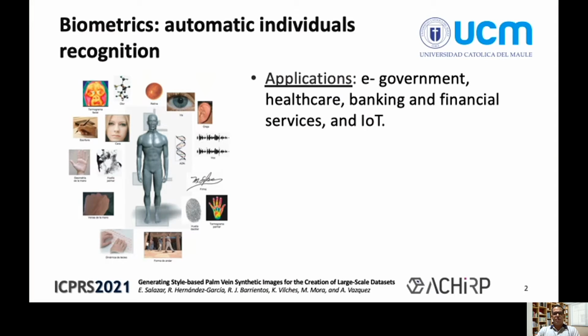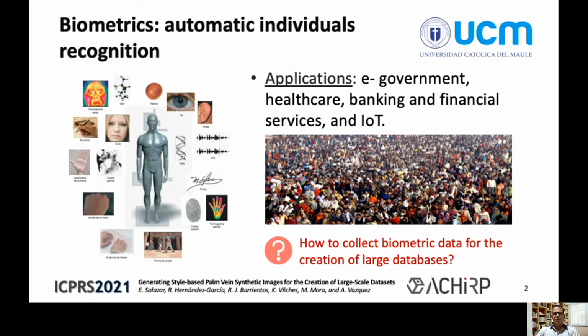Individual recognition through their biometric traits is an essential component of modern society, both for civil and security purposes, with several applications such as e-government, healthcare, banking, among others. Biometric systems use physical and behavioral traits that must be unique to each individual while being universal and unchanging over time. However, the collection of biometric data for the creation of large databases for the validation of the proposed method is a challenging task in terms of cost and time.